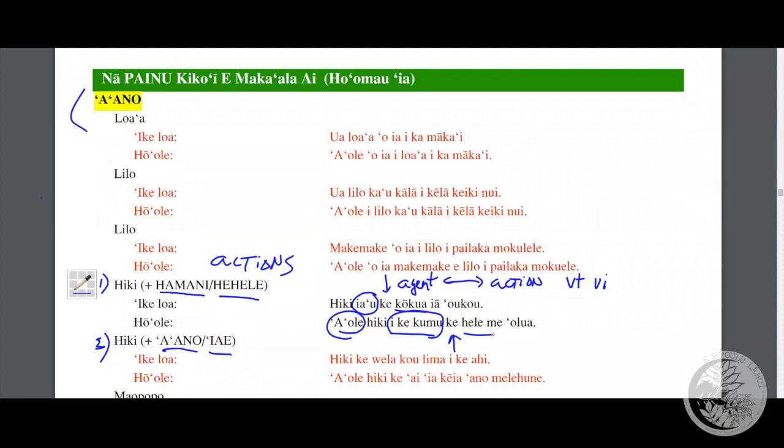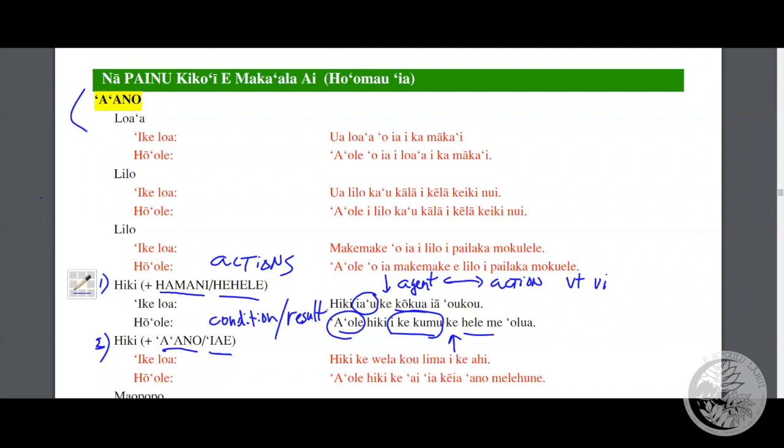Now in the second example, you notice when we use hiki, the painu or the verb are not actions. They could either be a condition, like a stative verb, some kind of condition, or something that can or has the capability of being reached, or some kind of result can be attained or is capable of being attained.